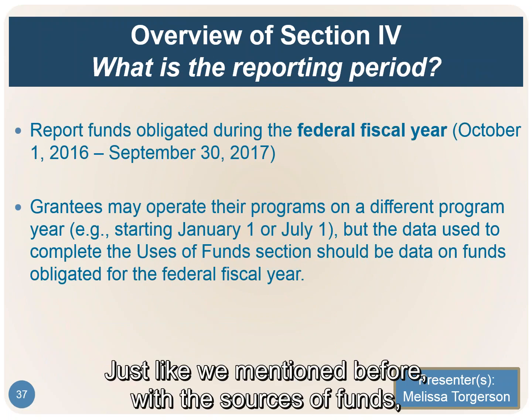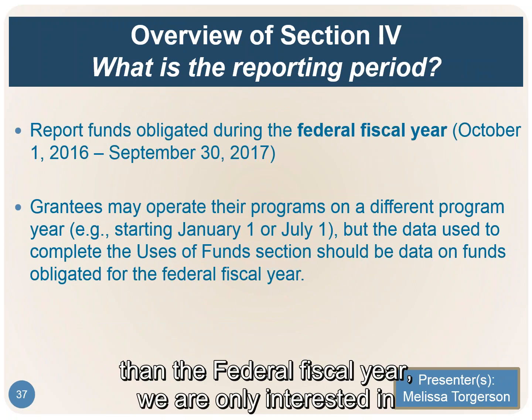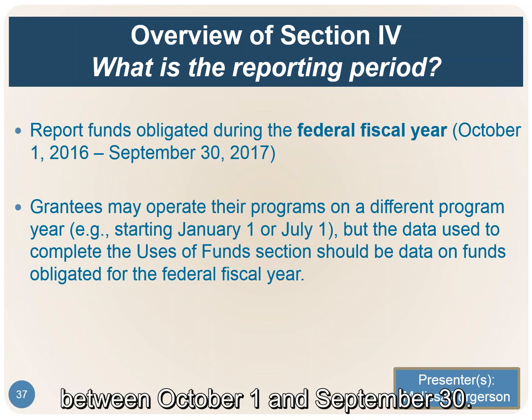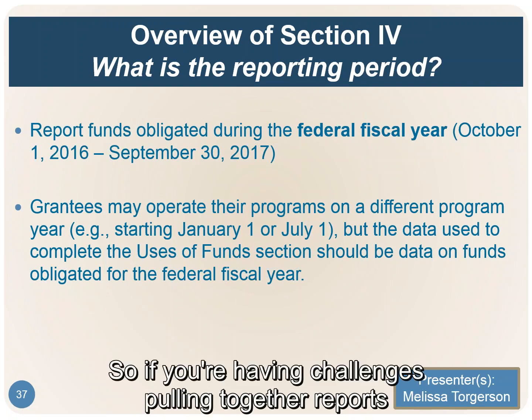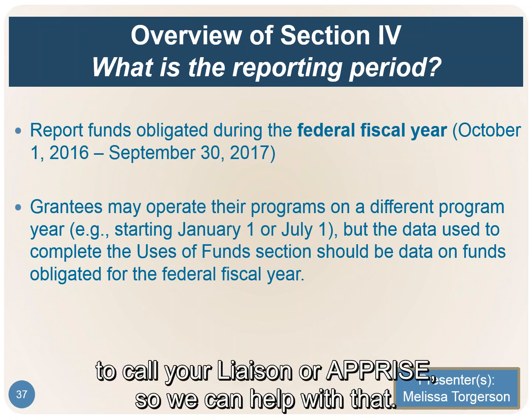Just like we mentioned before with the sources of funds, even if you run your program on a different timeline than the federal fiscal year, we're only interested in reporting for the time period between October 1 and September 30. So if you're having challenges pulling together reports for that time period, please feel free to call your liaison or Apprise so we can help with that.